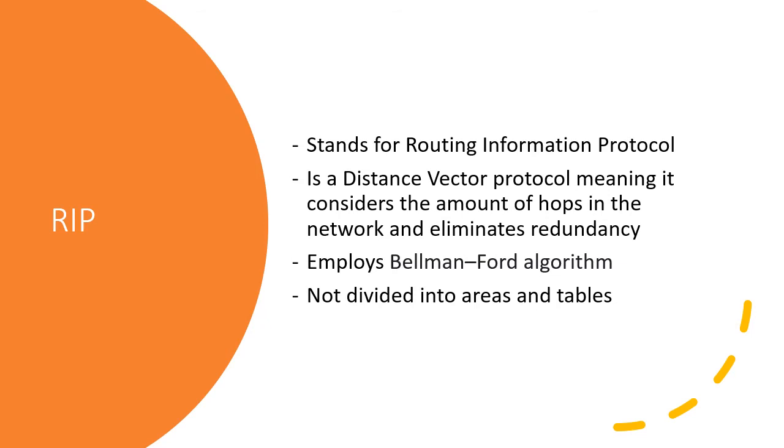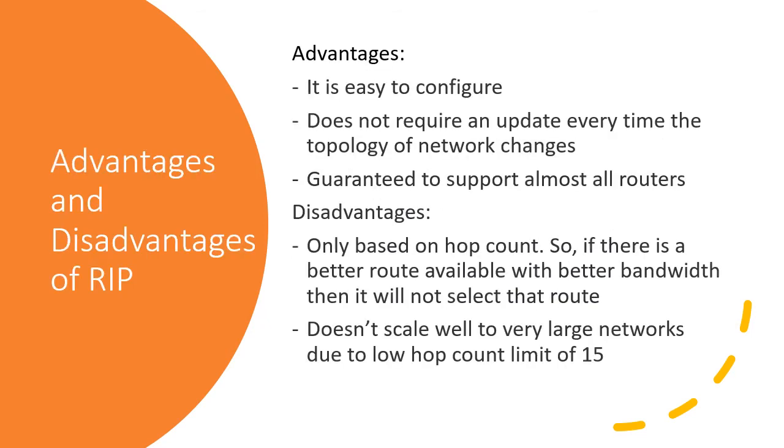The advantages and disadvantages include: it is easy to configure, does not require an update every time the topology of the network changes, and is guaranteed to support almost all routers. The disadvantages include: it is only based on hop count, so if there was a better route available with better bandwidth, then it will not select that route. It also doesn't scale very well to large networks due to its low hop count of 15.